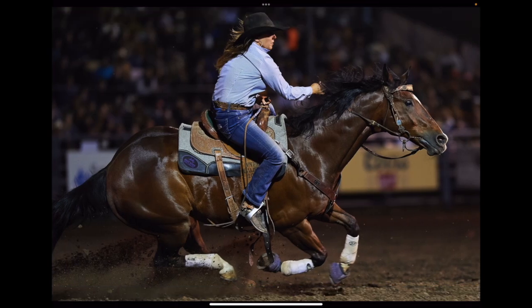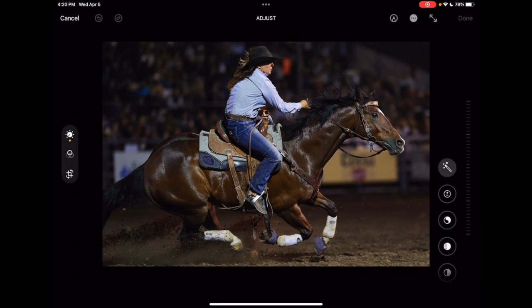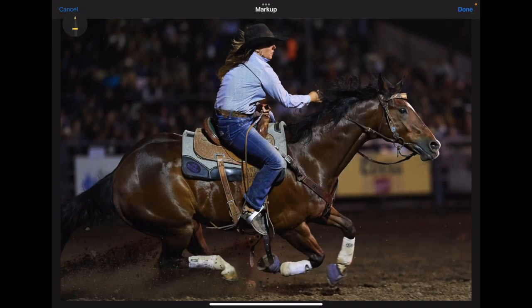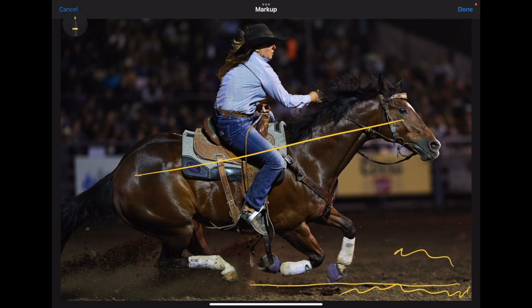This is using the light right at my back for barrel racing. You can tell this is like the very, very bright spot right here, and it's still pretty bright here. But again, the horse is getting all of the light that's coming right over my head and is just hitting exactly the way I want it. This is using the light.